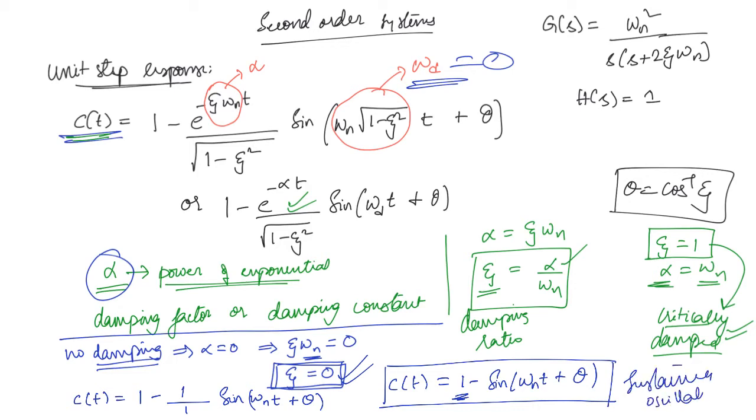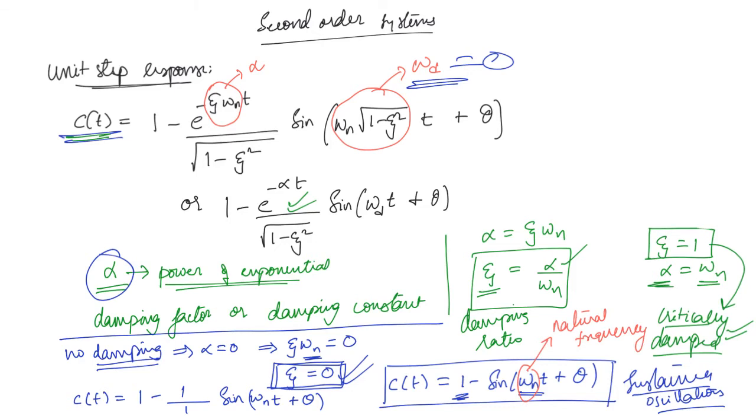Here you can see the frequency of these oscillations. What will be the frequency of these oscillations? It will be omega n. So omega n is called the natural frequency.